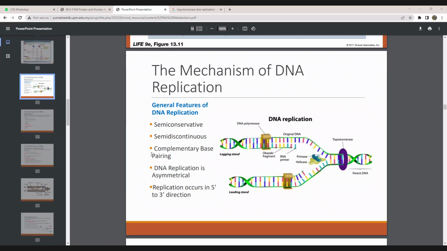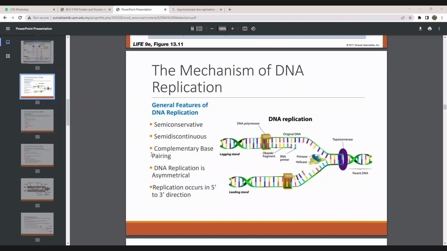Okay, and DNA replication involves complementary base pairing. Once double-stranded DNA is unwound into two single strands, each single strand acts as a template. So DNA polymerase, as an enzyme, adds nucleotides that are complementary to the nucleotides of the original template to form new strands. So for complementary base pairing, I'm sure you know, A is complementary to T, G is complementary to C. Guanine to cytosine, adenine to thymine.